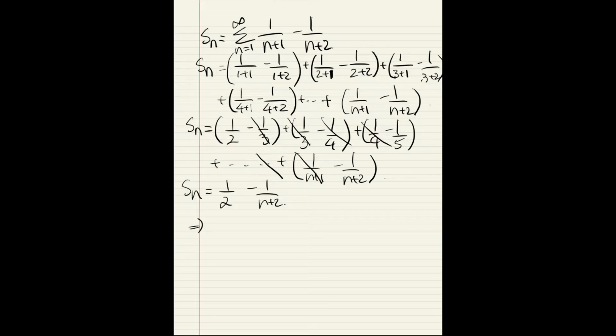Then we can use limits. The limit as n goes to infinity of S of n equals the limit as n goes to infinity of 1/2 minus 1 over (n plus 2). This one goes to 0 as we take the limit. Then this equals 1 over 2.